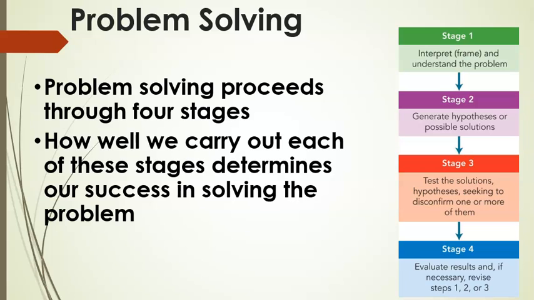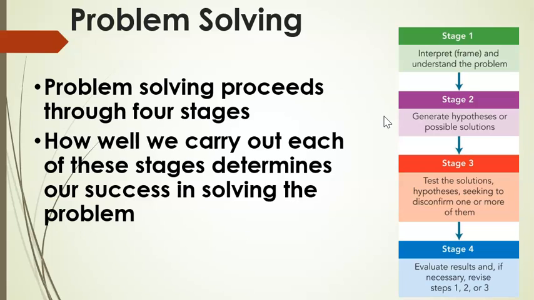There's a nice flow chart of these 4 stages on the right hand side here. In stage 1, you interpret or frame and understand the problem. Stage 2 is where you generate hypotheses or possible solutions. Stage 3 is where you test the solutions, test those hypotheses, seek more evidence to disconfirm one or the other. And then stage 4, you evaluate those results, and if necessary, you revise steps 1 to 3.